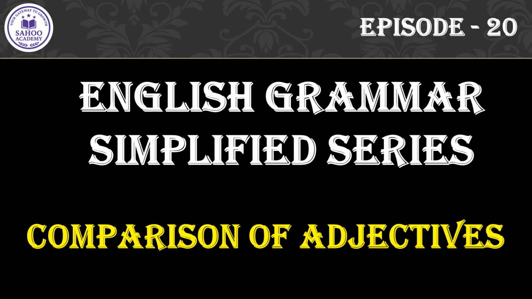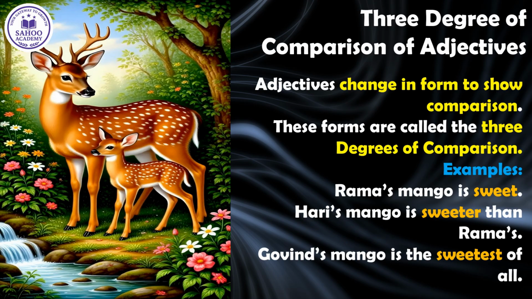So today, let's learn how to compare things using positive, comparative and superlative adjectives. So let's begin. Now let's learn something very interesting about adjectives. Adjectives can change their form when we want to compare things. And these changing forms are called the degrees of comparison. Let's understand with a simple example.